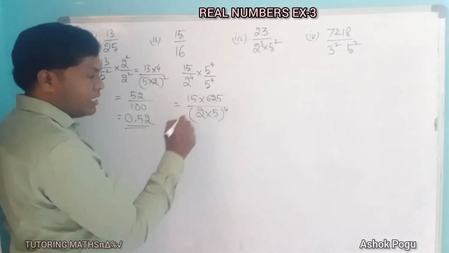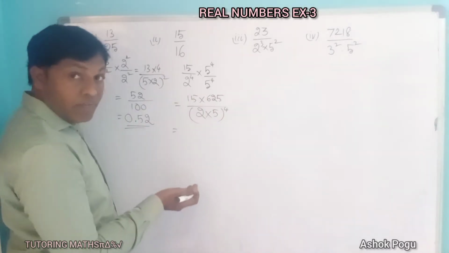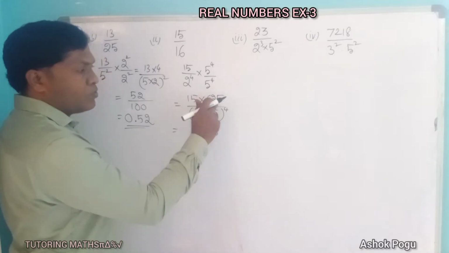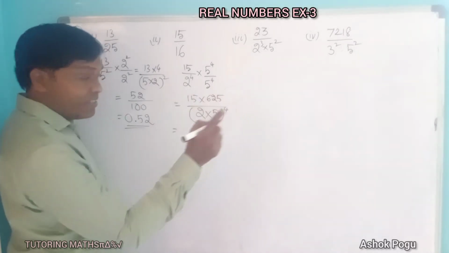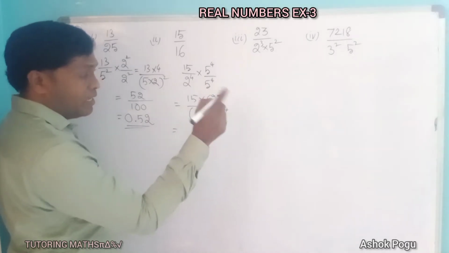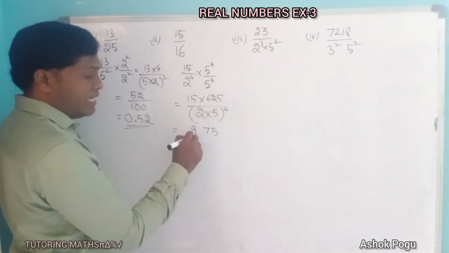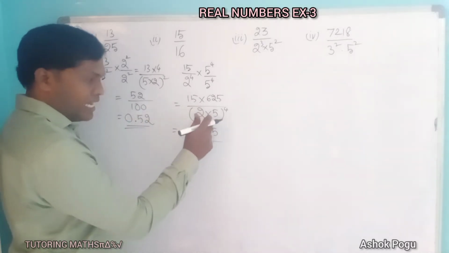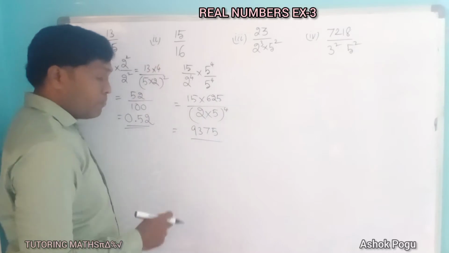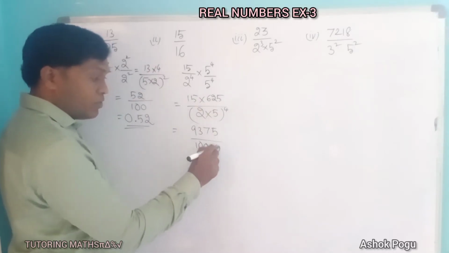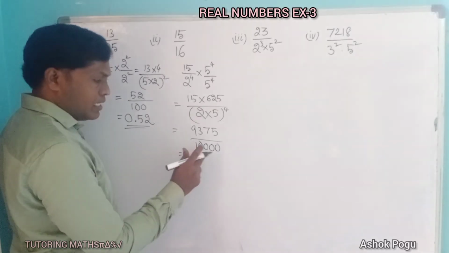Now it is just multiply by 15. Find the product. 15 5s are 75. 15 2s are 30 plus 7, 37. 3 is left. 15 6s are 90. Isn't it? 90 plus 3, 93. So 9375 over 2 5s are 10. We get 10 power 4. 10 power 4 means how many zeros? 4 zeros. You know that. Yes. 1, 2, 3, 4.